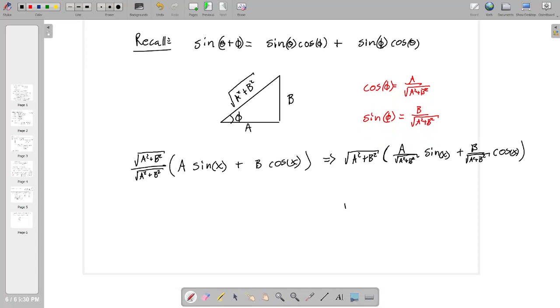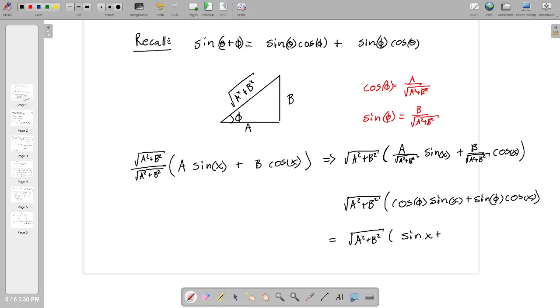So we would end up with the square root of a squared plus b squared times cosine of phi sine of x plus sine of phi cosine x. Then we can rewrite this using the sum of angles for sine. And this would become square root of a squared plus b squared times sine of x plus phi.